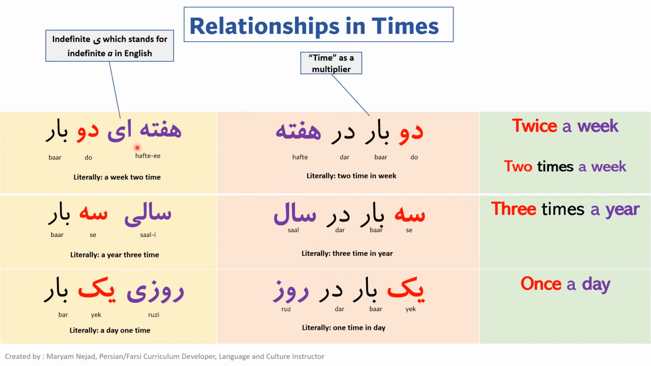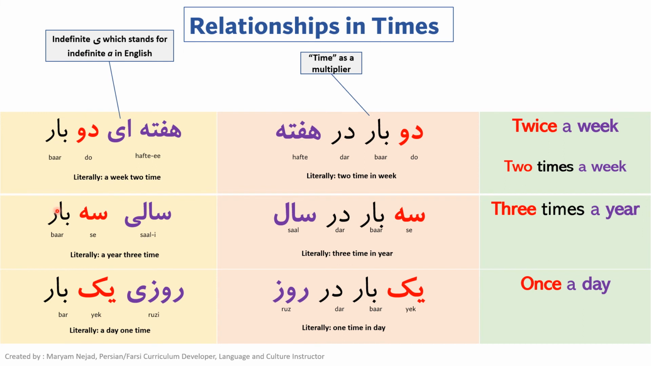Now another way to say it, back to twice a week. So we can also say hafte I do bar. I think this column is easier for the students. So hafte means again week, and hafte I means a week, because this I here stands for the indefinite ye, which stands for the indefinite a in English. So hafte I do bar means a week, 2 times, meaning twice a week.